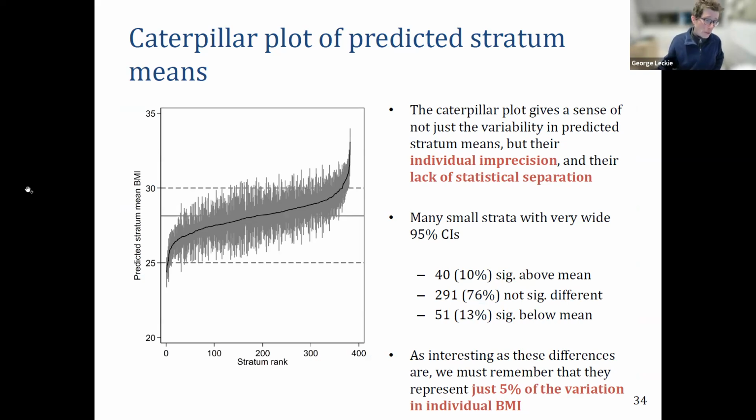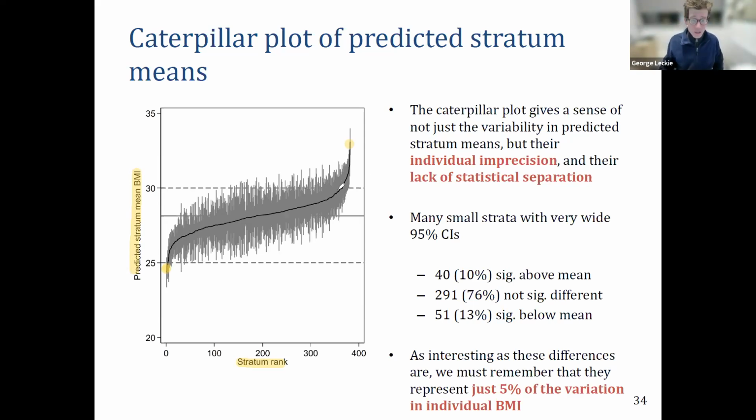And so in this caterpillar plot, what we have here is the predicted stratum mean on the y-axis. The strata are ranked or ordered from the one with the lowest optimal predicted BMI to the one with the highest. This black line connects up the 382 point estimates, and the grey vertical lines are the 95% confidence intervals. Where they are wider, there's clearly fewer individuals in the stratum. Where they're tighter, there's more individuals, but in general, they're pretty wide.